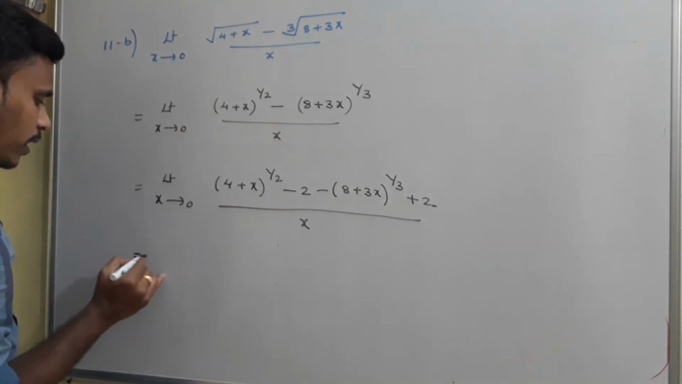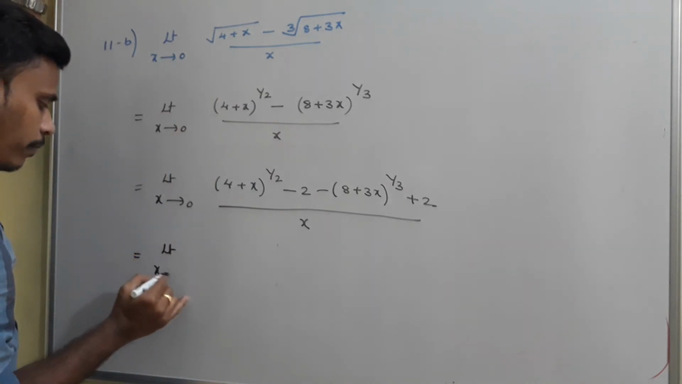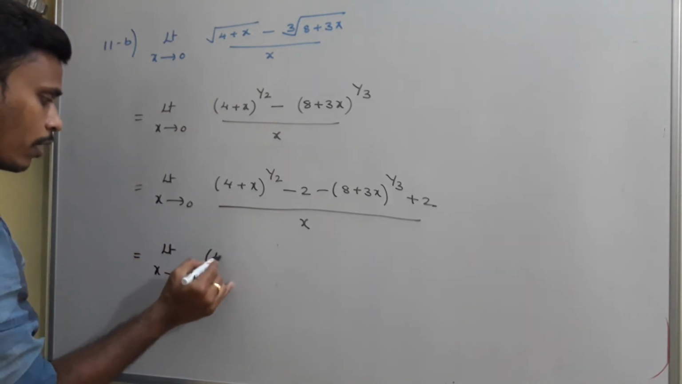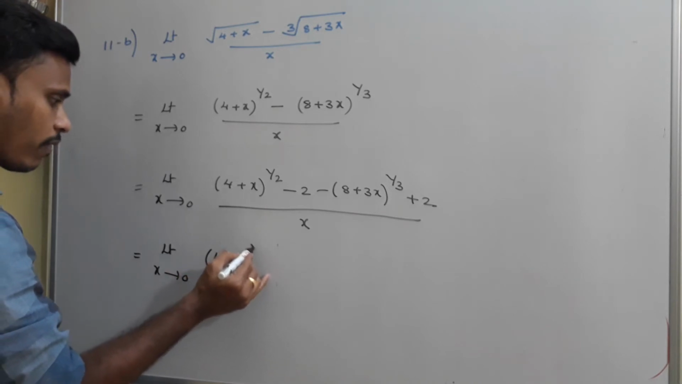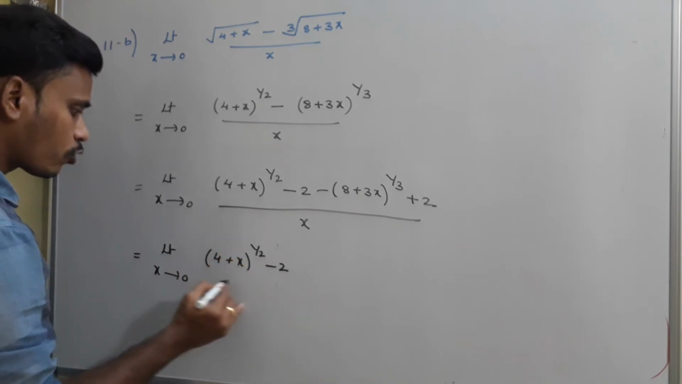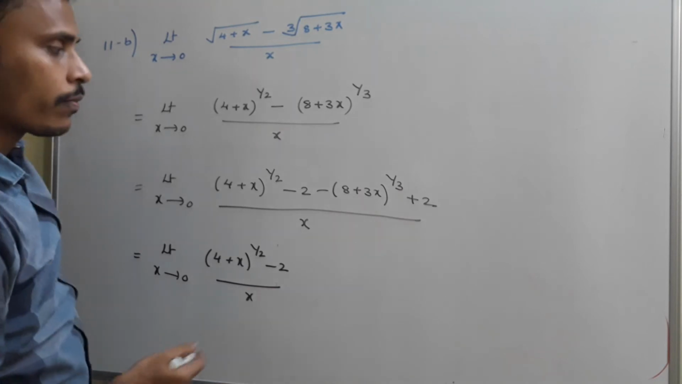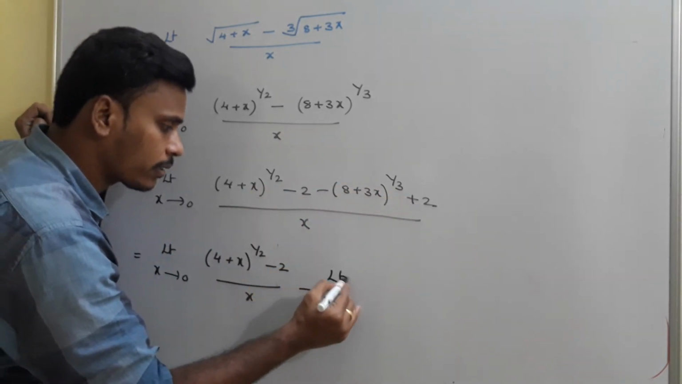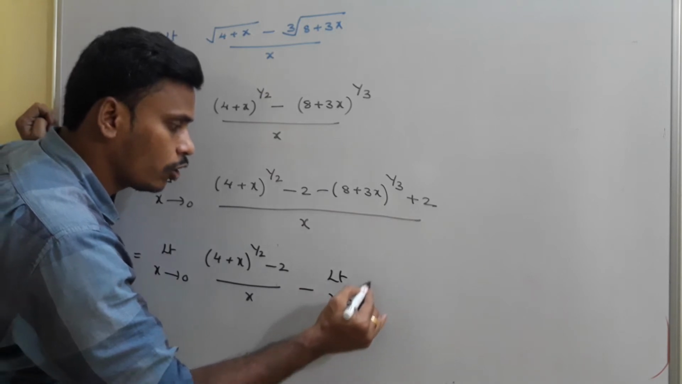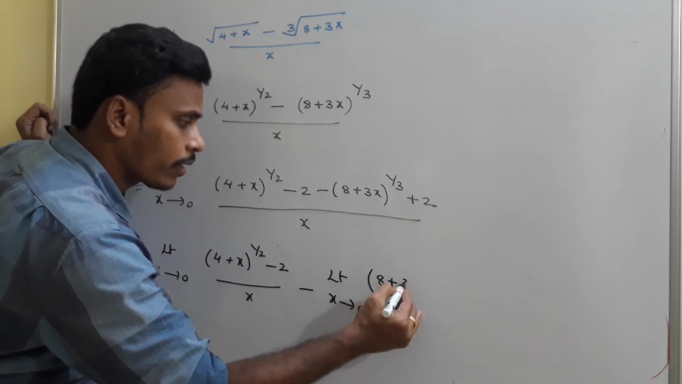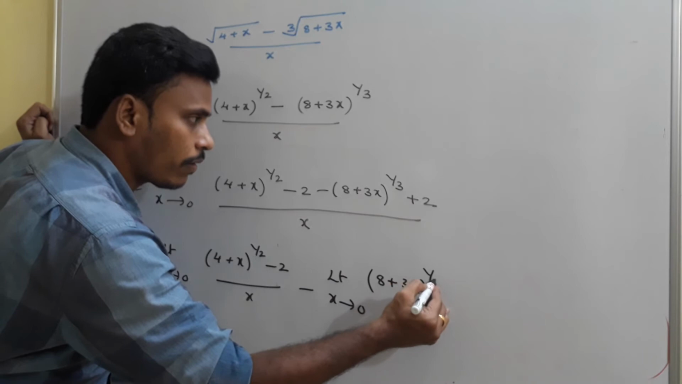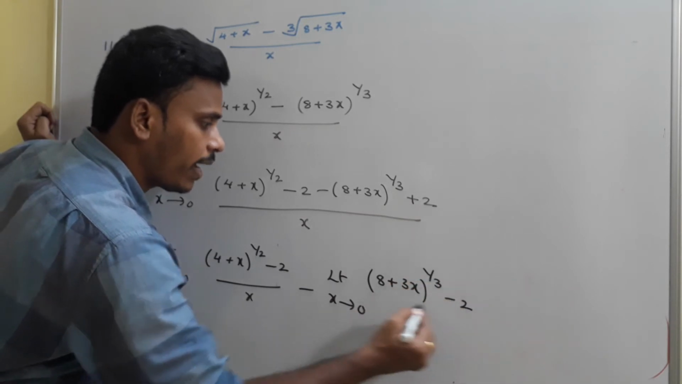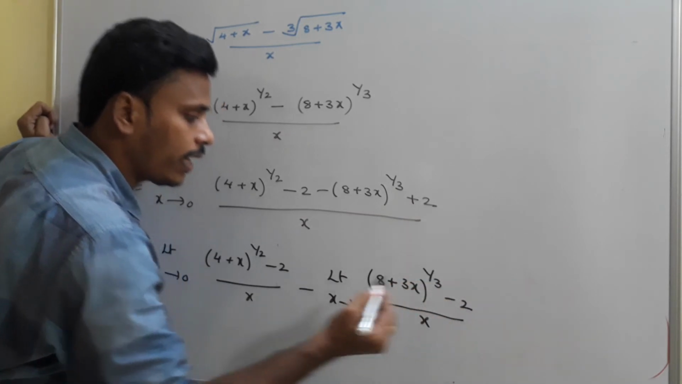This is equal to limit x tends to 0 of (4 plus x) to the power 1 by 2 minus 2, divided by x, and then from these two terms we take the minus common, minus limit x tends to 0 of (8 plus 3x) to the power 1 by 3 minus 2, divided by x.